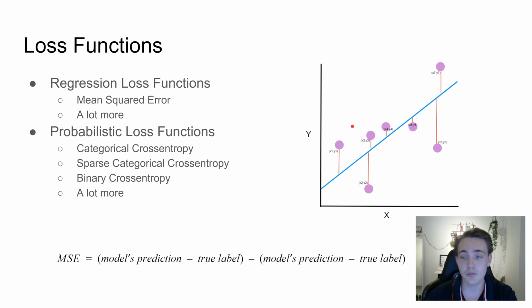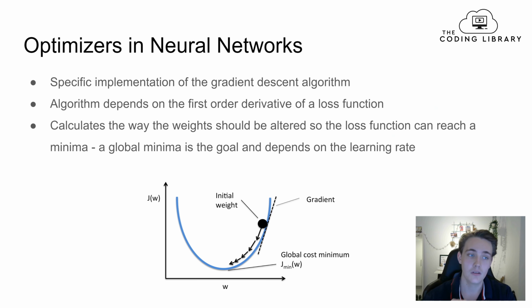So probably the two most used ones are the categorical cross entropy and the mean squared error, and it just depends on your application. So we're going to talk about that as well. Now we're going to talk about optimizers in neural networks.